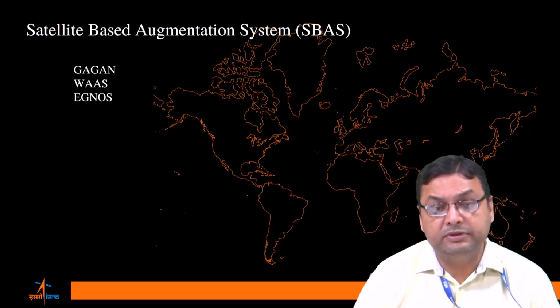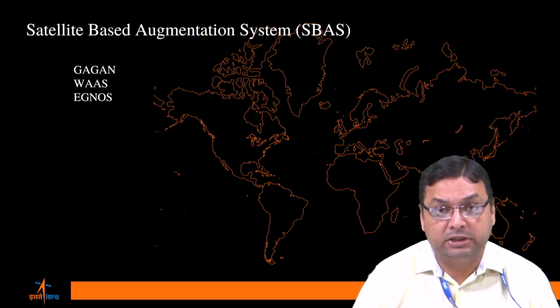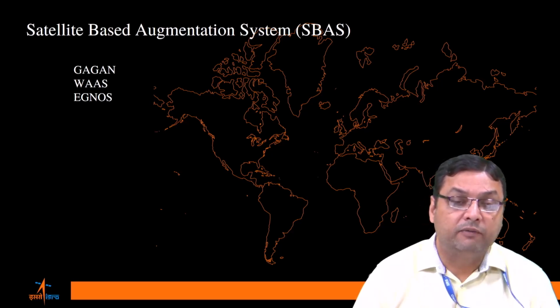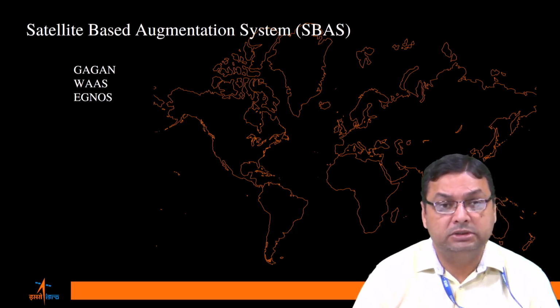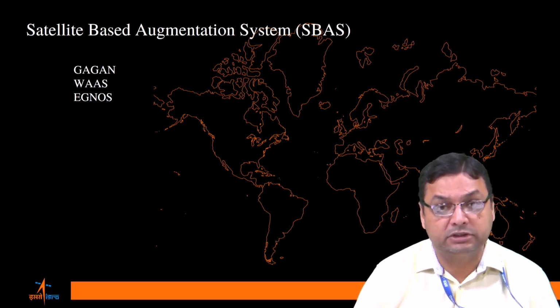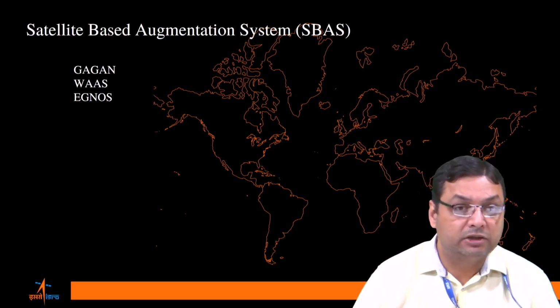In addition, there are satellite-based augmentation services also, referred to mainly for the Indian region as GAGAN, which serves in the Indian region, and WAAS in the US, CWAAS in Canada, and EGNOS for the European Union. Similarly, we have systems for Russia and China also, such as SDCM.